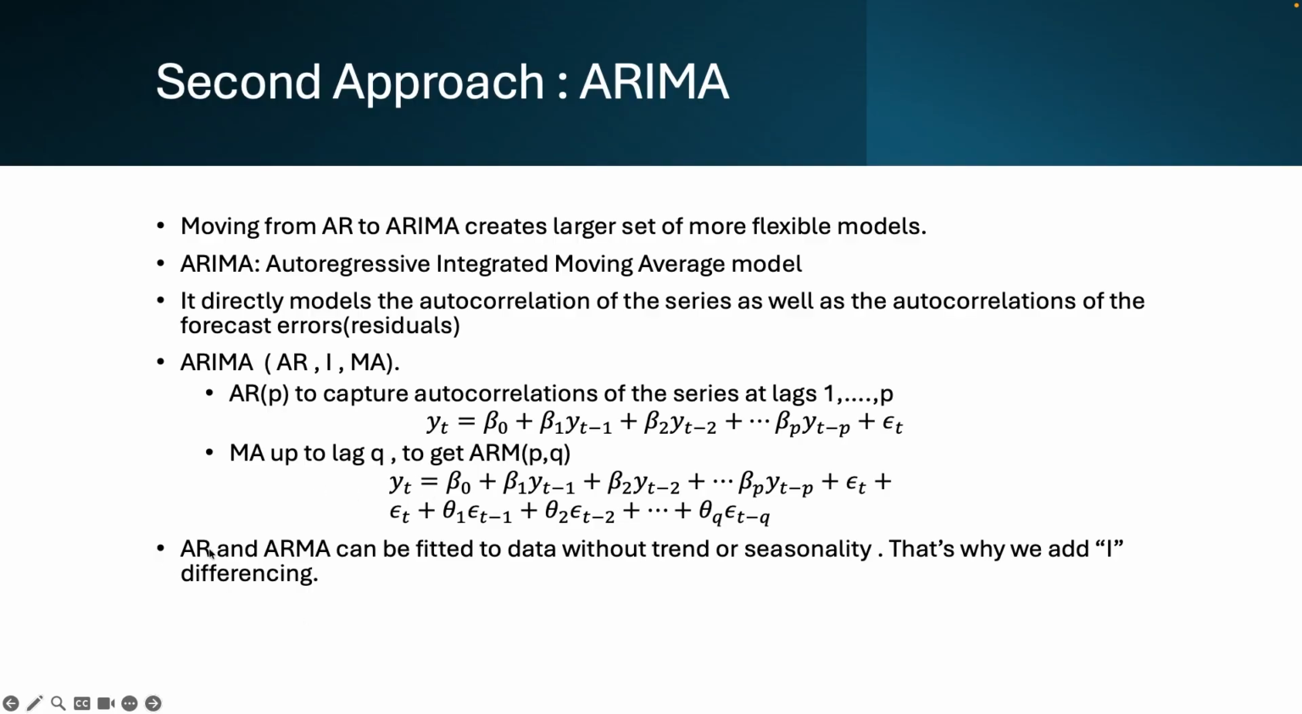And as we mentioned, AR and ARMA can be fitted to data without trend or seasonality. That's why we add the I, which is the differencing in this case. Differencing allows the model to deal with trend and seasonality. So ARIMA, the whole automated model, can deal with the whole data set, the whole time series. There's no need to do anything else. We can just play with these parameters and change them to handle the trend and seasonality, and look at the residuals as well, for autocorrelations if they exist.